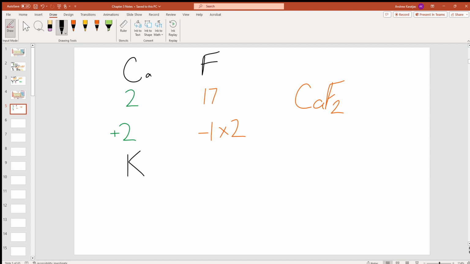What about potassium and nitrogen? Potassium, group 1, charge of +1. Nitrogen in group 15. That means in an ionic compound, it's going to have a charge of -3. So in order to make this neutral, we would need to bring the potassium up to +3. We can do that by having 3 of them, so K3N.